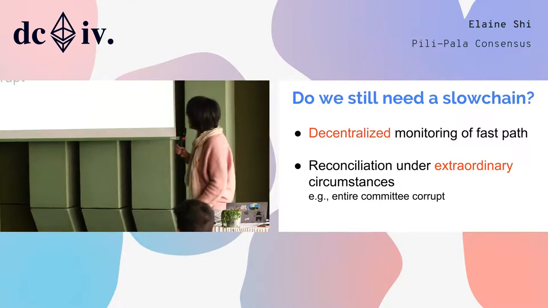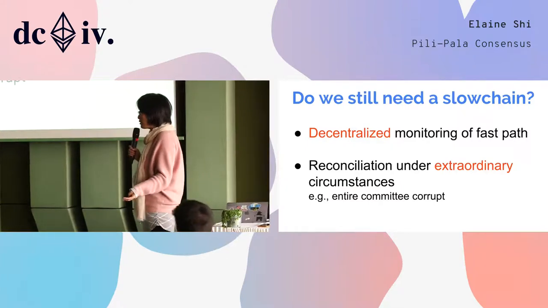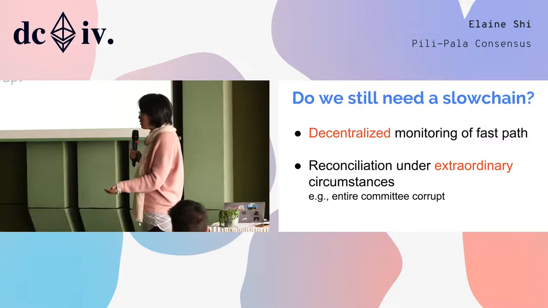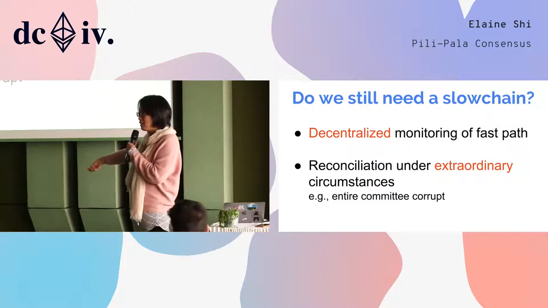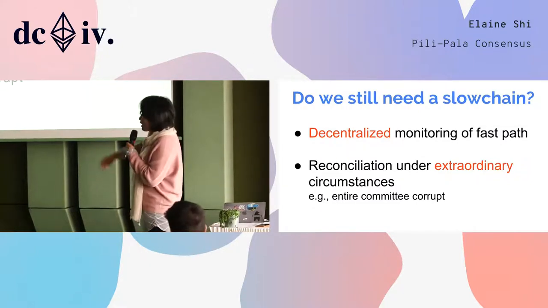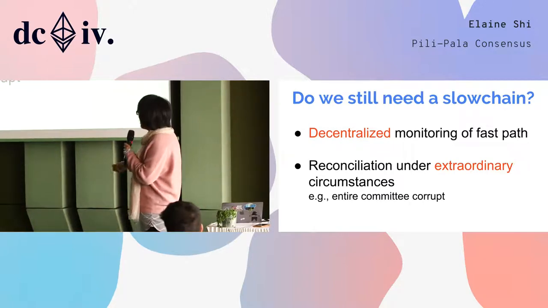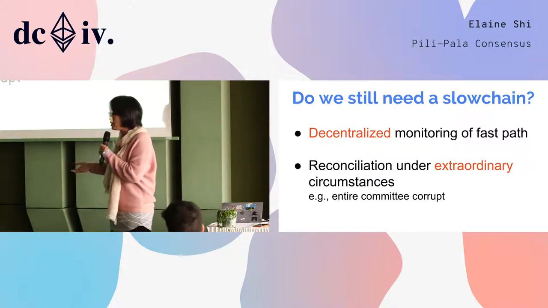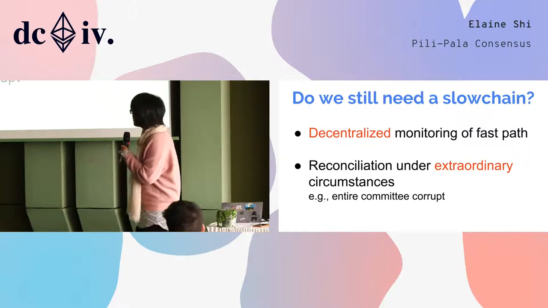And one question you might want to ask is, since now Pala itself is a full-fledged consensus protocol, do we still need a slow chain? The answer is, it still makes sense to have a slow chain because the slow chain is a more decentralized backing. You can have decentralized monitoring of the fast path through the slow chain. And under extraordinary circumstances, let's say maybe the entire committee can be corrupt, in these cases, you can still use the slow chain to recover.